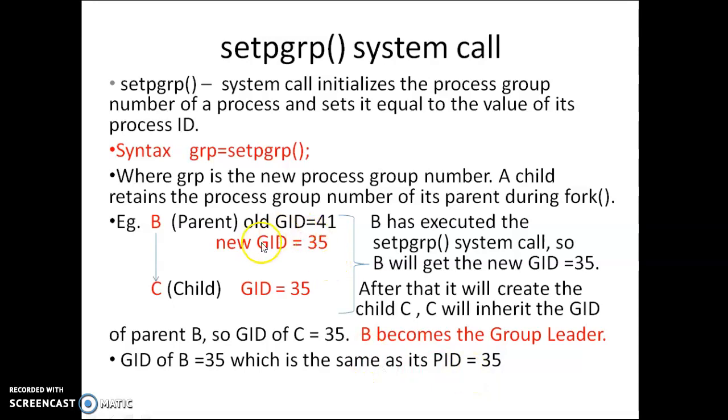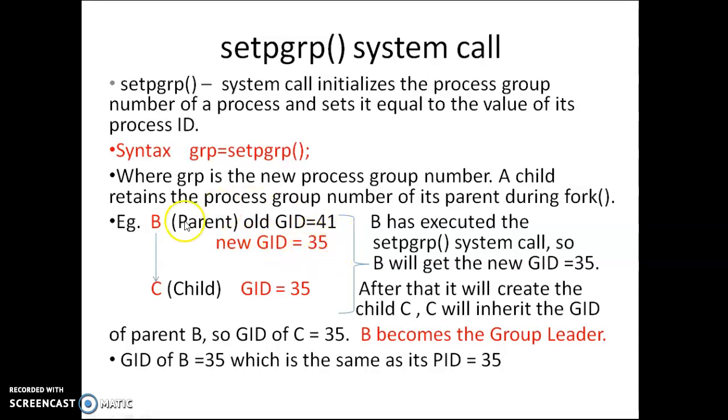Once again I'll tell you that it has executed the set group system call. So it is getting a new group ID, that is 35. How will this 35 be assigned by the kernel? The process ID of B is 35. So whenever B executes the set group system call, it will get the PID of itself, that is, the group ID is 35.